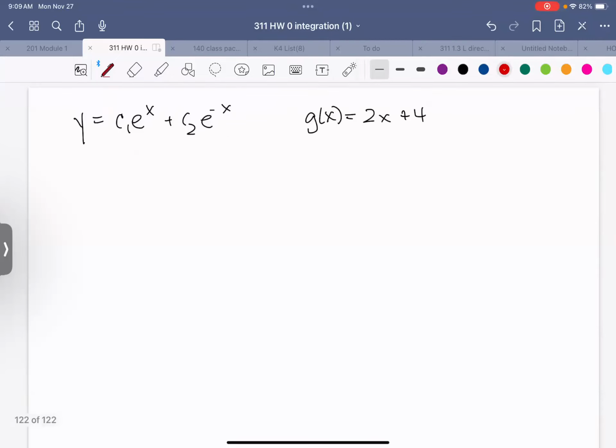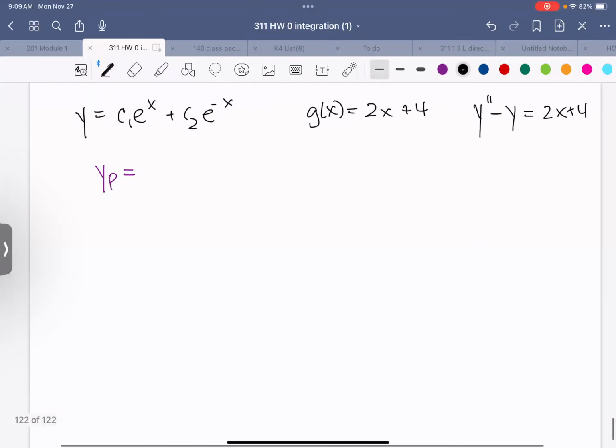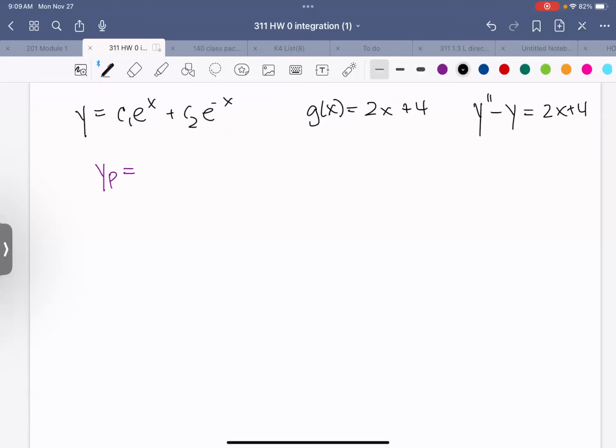All right, so if you went using undetermined coefficients, your particular solution, and the differential equation was y double prime minus y equals the 2x plus 4. Okay, there we go. So your particular solution, you would have made a guess here. There's no constants or x's in your complementary solution, so your particular solution guess would have been ax plus b. And the first derivative is a, and your second derivative is 0.